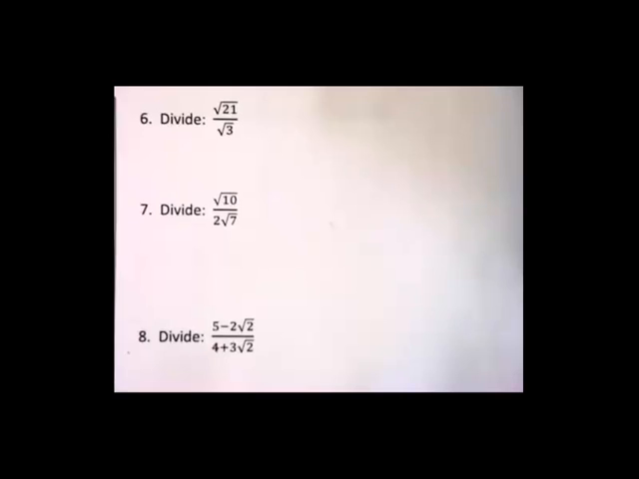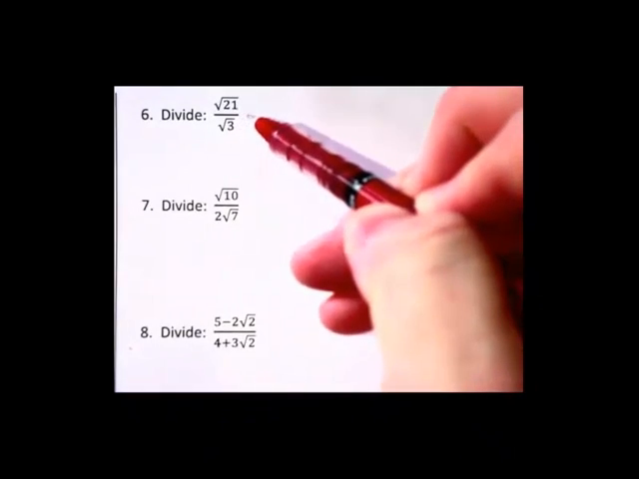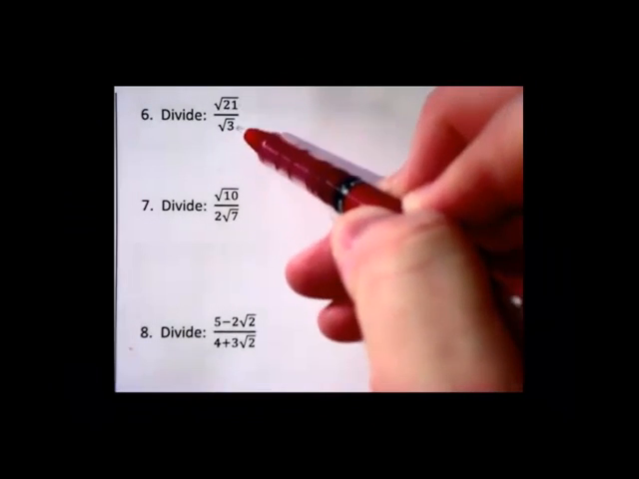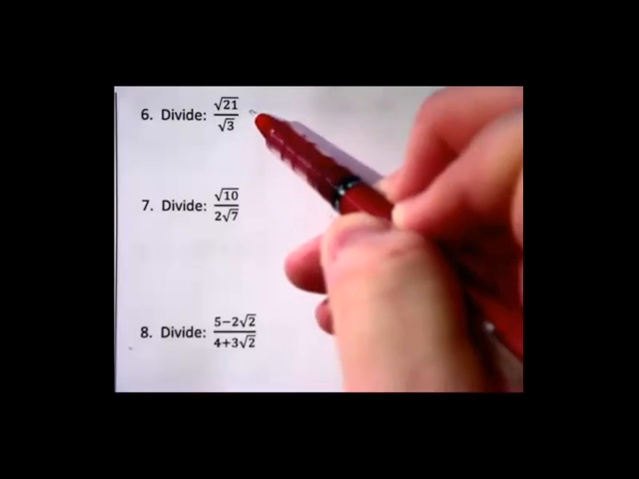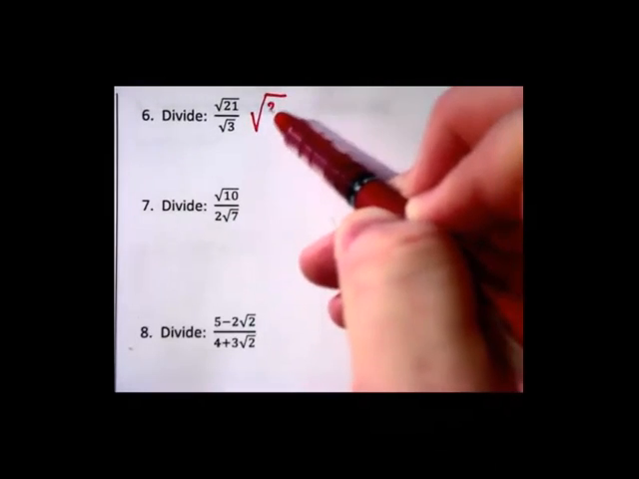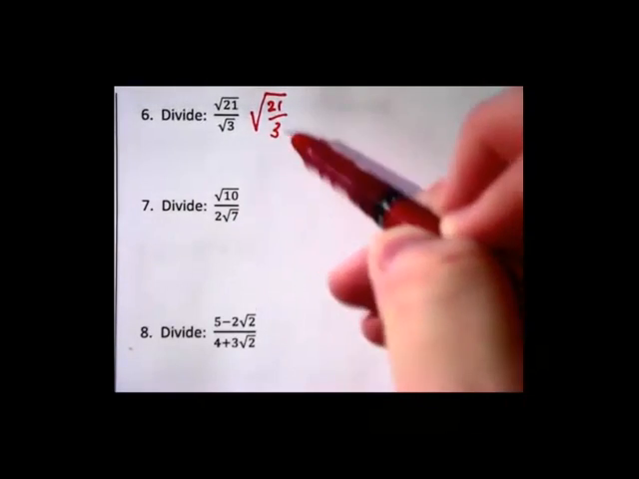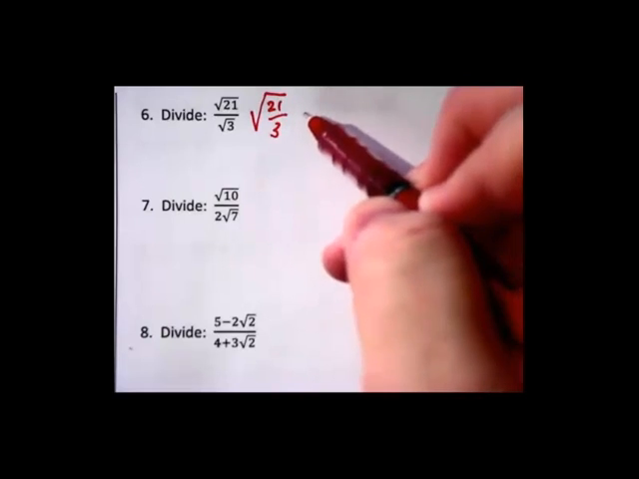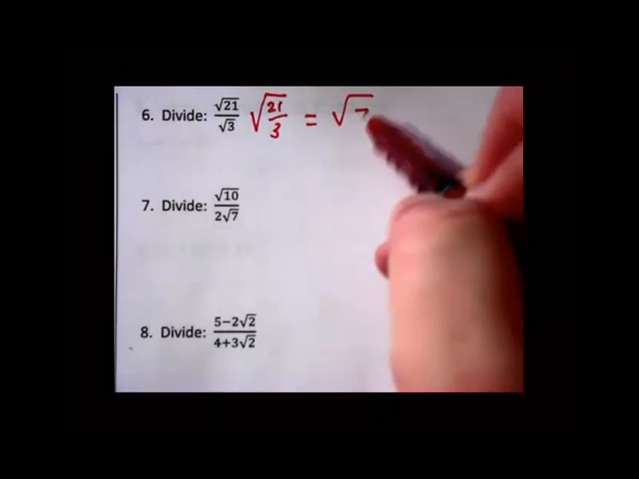Okay, now we turn our attention to division. And in this first problem, before we rationalize and multiply by root 3 over root 3, we notice that we have two inside numbers that can be canceled. If we think of this as a single square root, then you can see that 21 over 3 can be reduced and give you root 7.